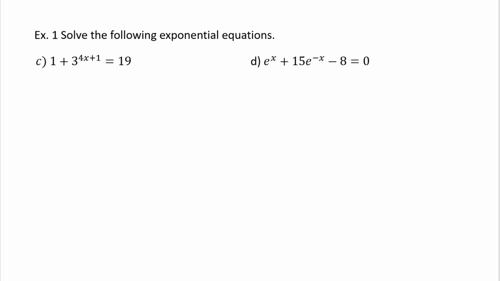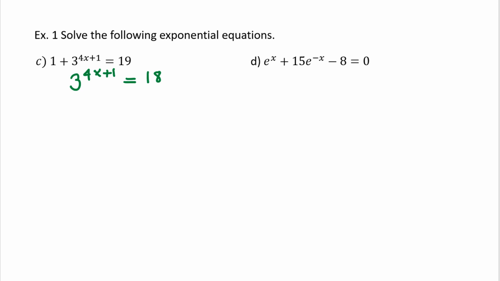Let's continue. Part C. 1 plus 3 to the power of (4x plus 1) equals 19. The rule is we have to isolate the exponent, so let's subtract 1 from both sides. In doing that, we will get 3 to the power of 4x plus 1 equals 19 minus 1, which is 18.